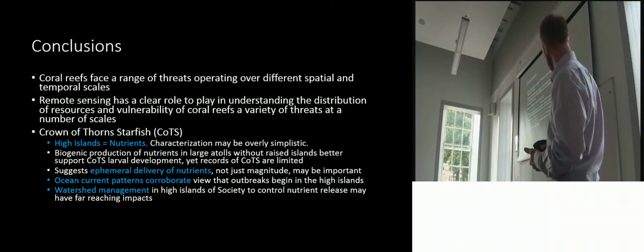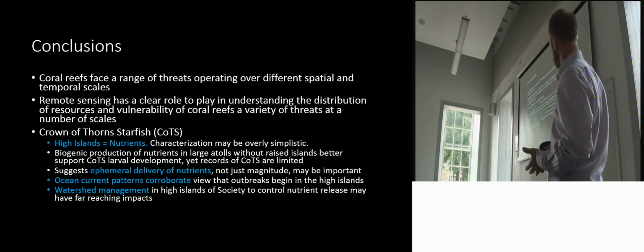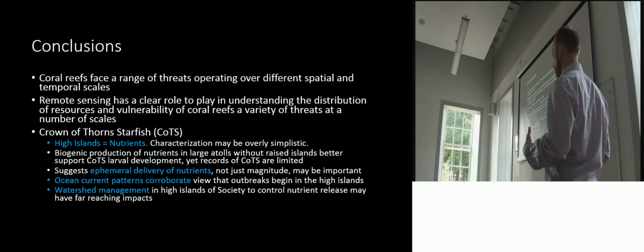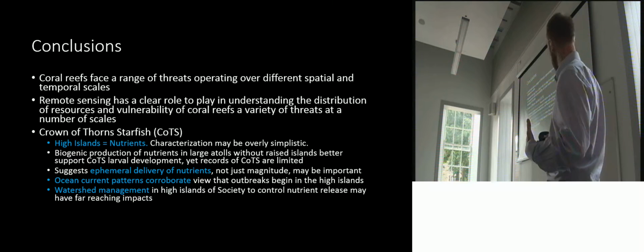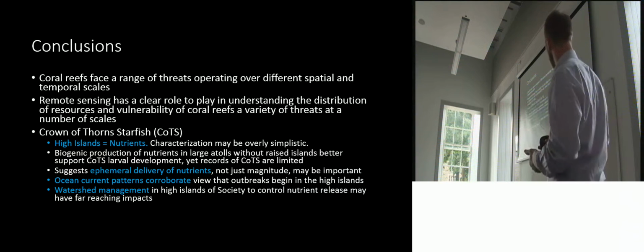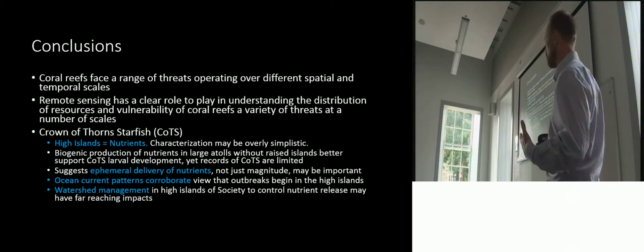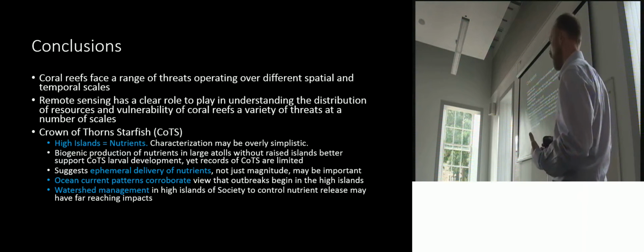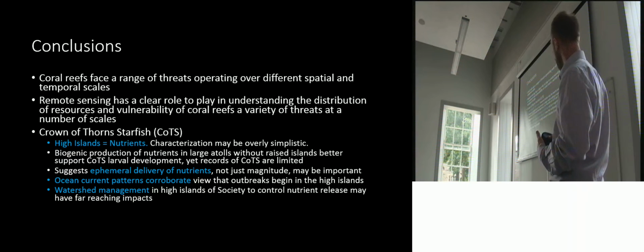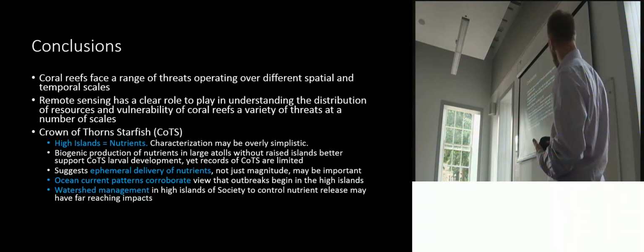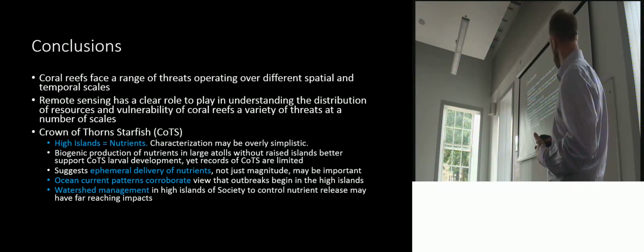Regarding the crown of thorns, high islands don't necessarily relate to nutrients. So that characteristic is, in my view, perhaps a little overly simplistic. But really what we're seeing is this ephemeral delivery of nutrients. So it's not just the magnitude, but there's something going on there to do with that ephemeral delivery. And the ocean current patterns corroborate a lot of what we're seeing here.